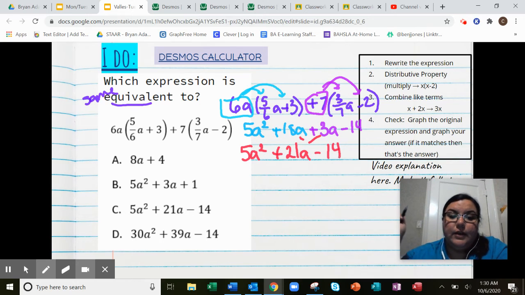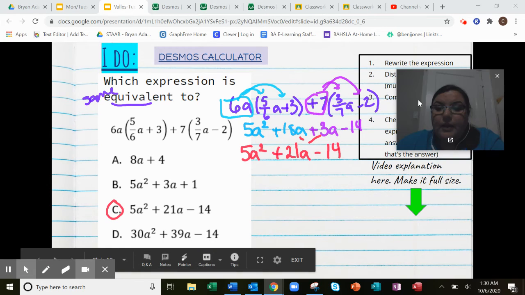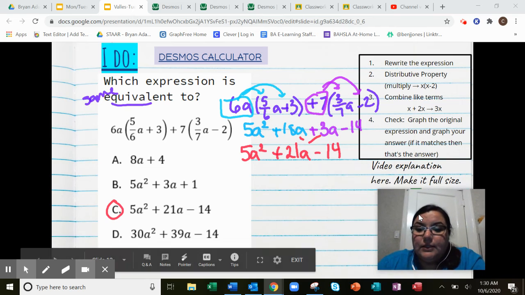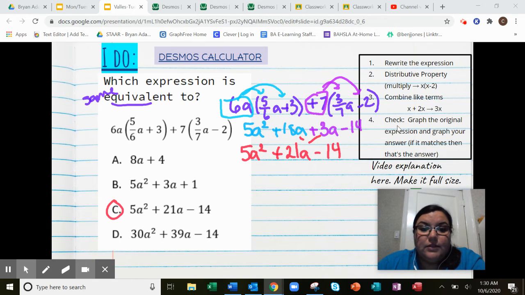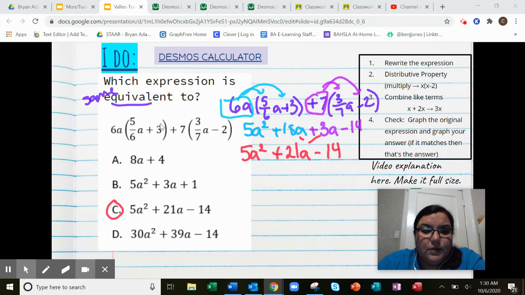Now we just have to look for our answer, and it looks like it is C. Again, I'm also going to be putting my explanation here at the bottom. One thing that I'm missing is the step where you need to check it. So I'm going to type this into the graph right quick and then show you another method of approaching this question.